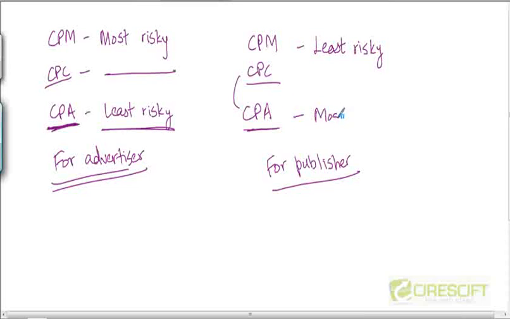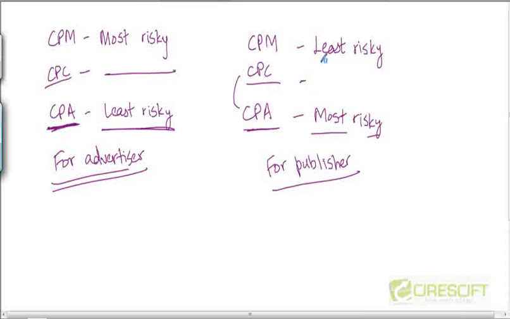And as we just saw, CPA is the most risky for the publisher, because if you show advertisements and get paid only if somebody clicks on the ad and then buys a product on that site, that means most of the ads you show are not going to give you any money from the advertiser. The advertiser is only paying if somebody buys the product. So this is the most risky for the publisher, and this is intermediate.